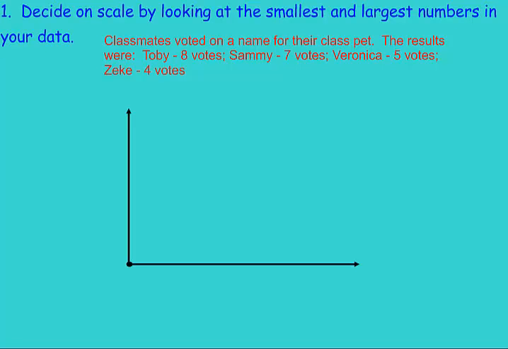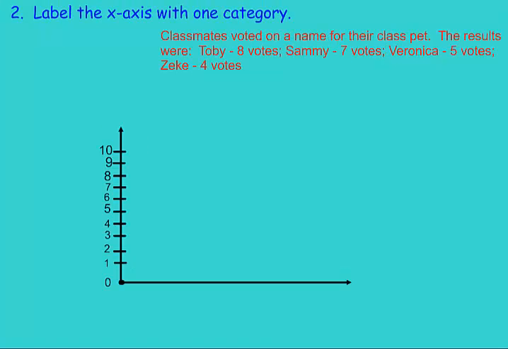Here, classmates voted on the name for their class pet. The results were Toby 8 votes, Sammy 7 votes, Veronica 5 votes, and Zeke 4 votes. So we need to look at the data. We see that we have 8 votes as the largest and 4 votes as the smallest. Therefore, I probably need a scale going up by ones. Start at 0. There's our scale.